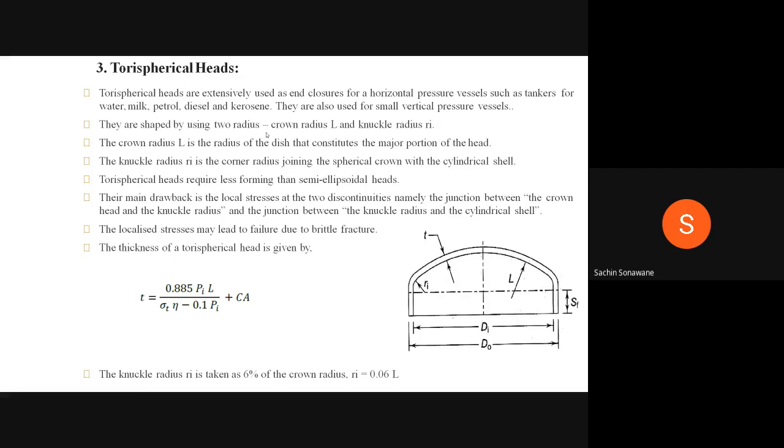The thickness of a torus spherical head is given by t = 0.885 pi L divided by (sigma_t eta minus 0.1 pi) plus Ca, where t is the thickness. The knuckle radius Ri is taken as 6% of the crown radius. Therefore, Ri = 0.06 L. L is the crown radius. SF is the straight portion. Di is the inside diameter, Do is the outside diameter. Therefore, draw this figure and write down the formula for torus spherical heads.